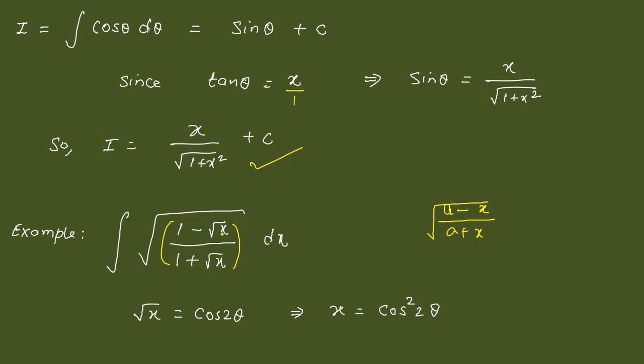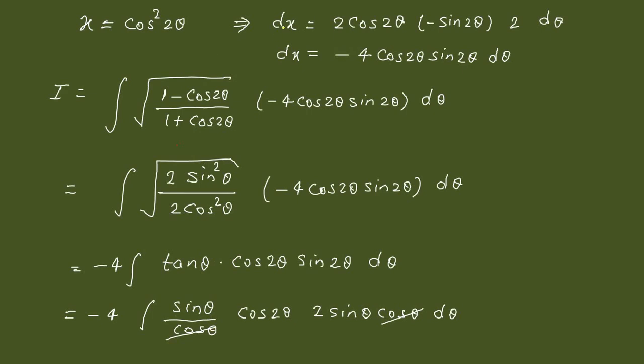That means we should substitute root x equals cosine 2 theta. So let us substitute root x equals cosine 2 theta. Of course we will get x equals cosine squared 2 theta, and from there we have to find dx. After differentiating it, we will get dx, and the derivative of cosine squared 2 theta will be 2 cosine 2 theta, and applying the chain rule we get again the derivative as negative sine 2 theta times 2. After simplifying, we will get dx equals minus 4 cosine 2 theta sine 2 theta d theta.